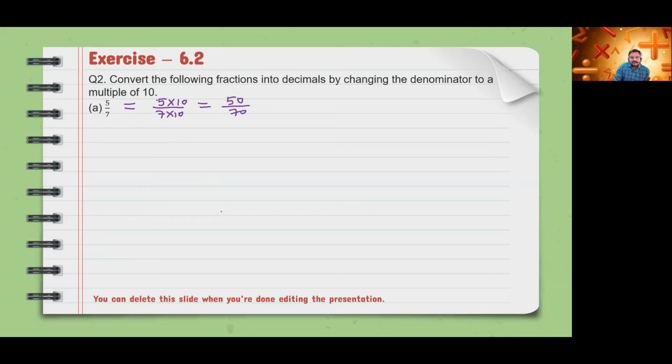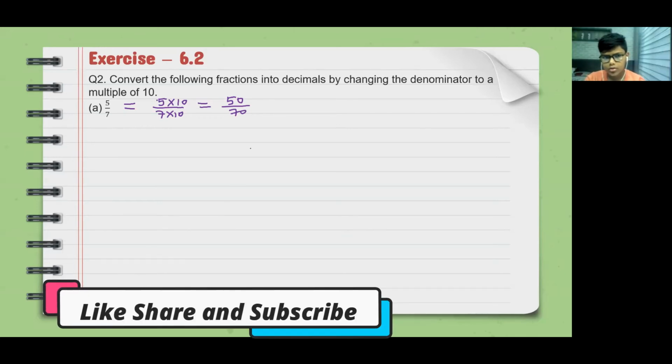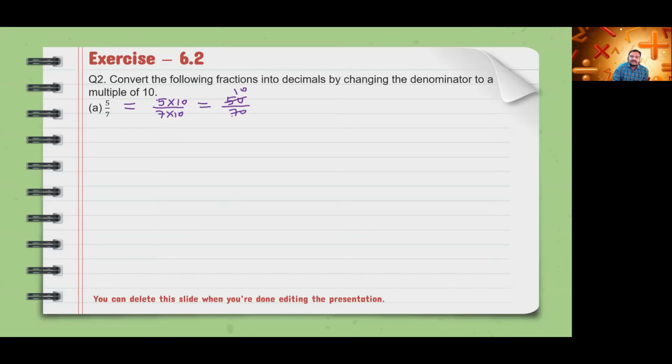Okay. Now convert it into decimals. So that is 5.0. 5 tens are 50. So 10 divided by 14 you have to do now. 10 is inside, 14 is outside. Do the division and tell me the answer.